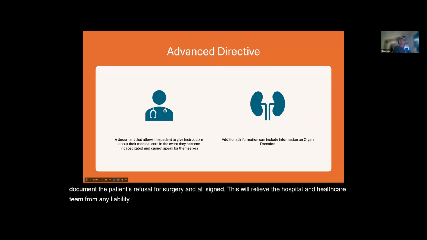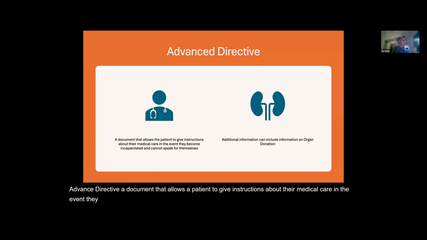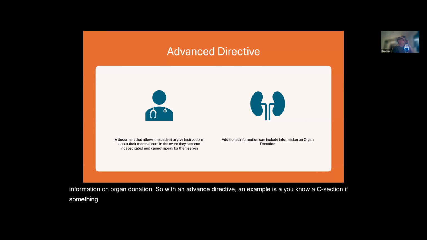Advance directive, a document that allows the patient to give instructions about their medical care in the event they become incapacitated and cannot speak for themselves. Additional information can include information on organ donation. So with an advance directive, an example is a C-section. If something happens to the mother while the C-section is happening or while she's giving birth, she has given an advance directive. These can be filled out at the hospital of what is to happen.